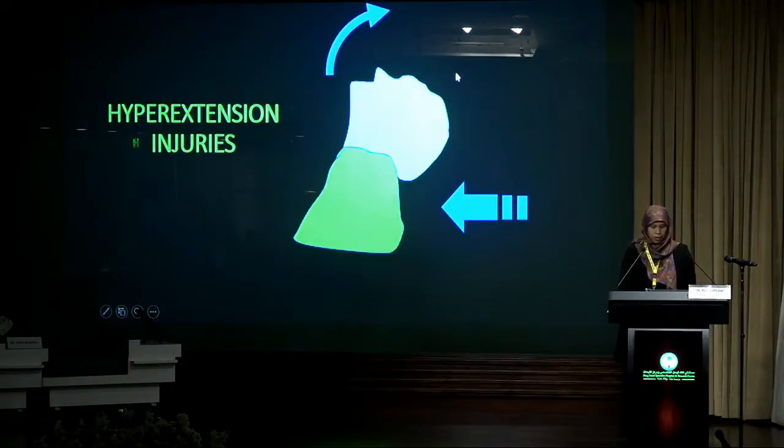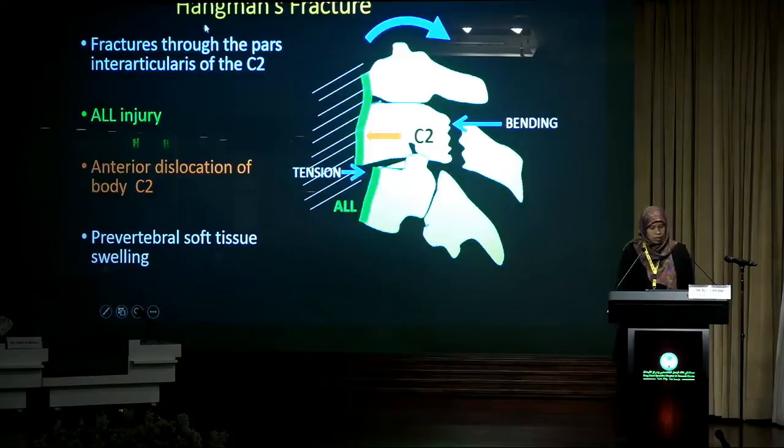Now we move to hyperextension injuries. The often-seen injury is hangman fracture. This is a fracture through the pars interarticularis of C2 because of the hyperextension force. Because of hyperextension force, the anterior longitudinal ligament becomes injured and there is also anterior dislocation of the body of C2. And because the location is mostly in the anterior part, there will be prevertebral soft tissue edema also.